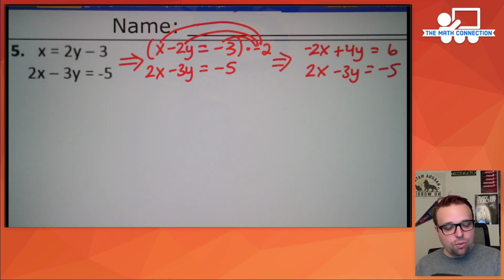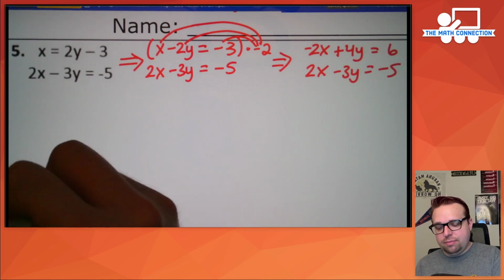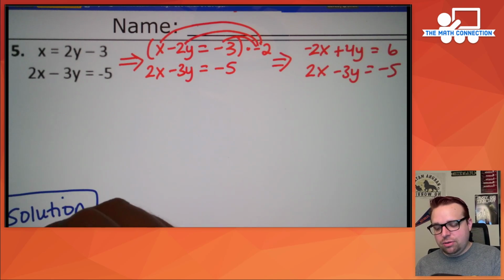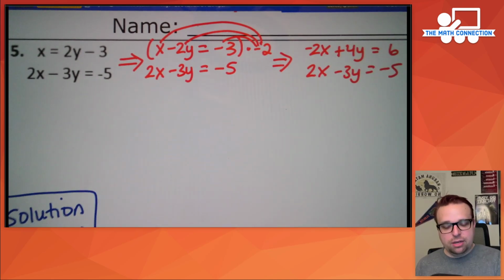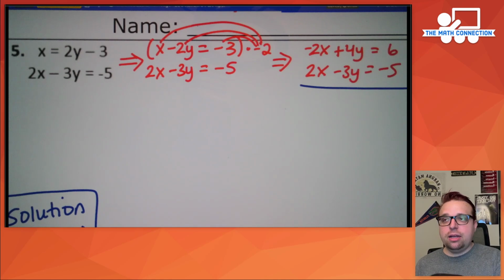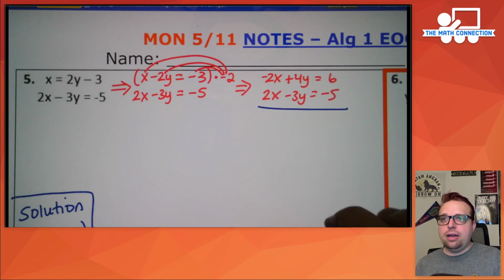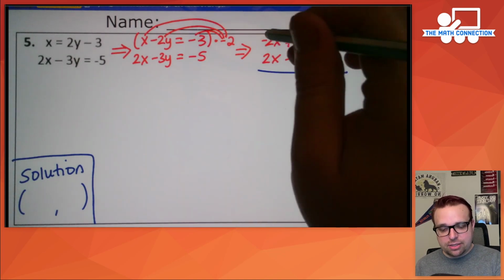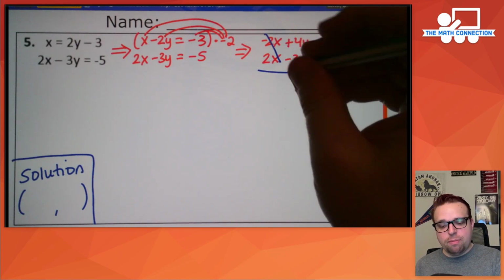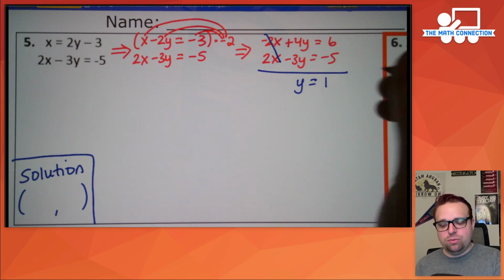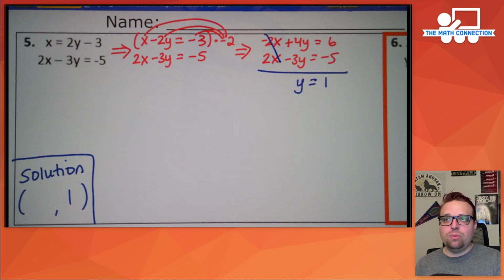Okay, now we're in good shape here. I'm going to make a solution box over here in the corner. We're in a good spot now where we can combine or eliminate these equations, and I'm going to do that by getting rid of those x's, so these cancel, and then I have 4 minus 3, which is 1y, and 6 minus 5, which is 1, so the y value here is 1.